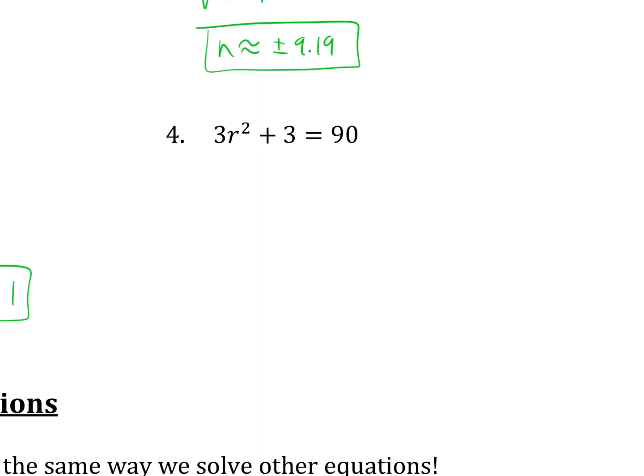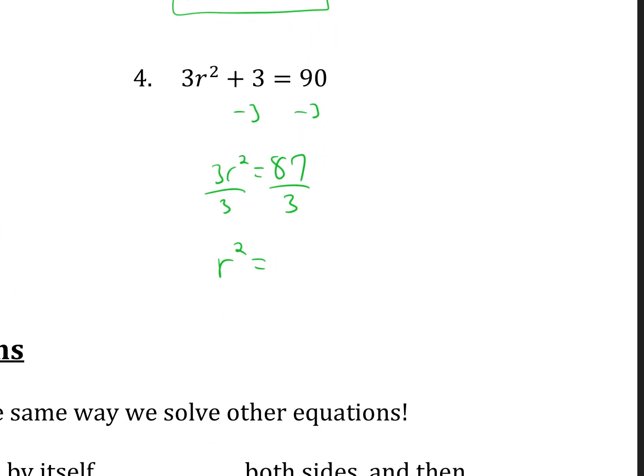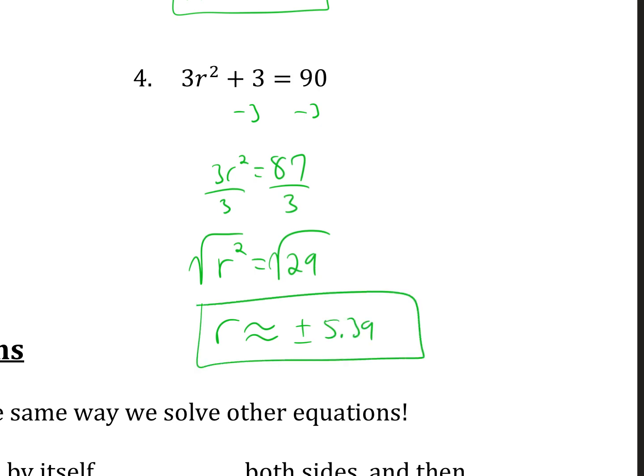Get the 3r squared by itself, subtract 3. 3r squared equals what, 87? Divide by 3 to get the r squared by itself. So r squared is going to equal 29. Square root both sides. r is going to be approximately, because we had to round, or it's an irrational number, plus or minus 5.39. And there we go.